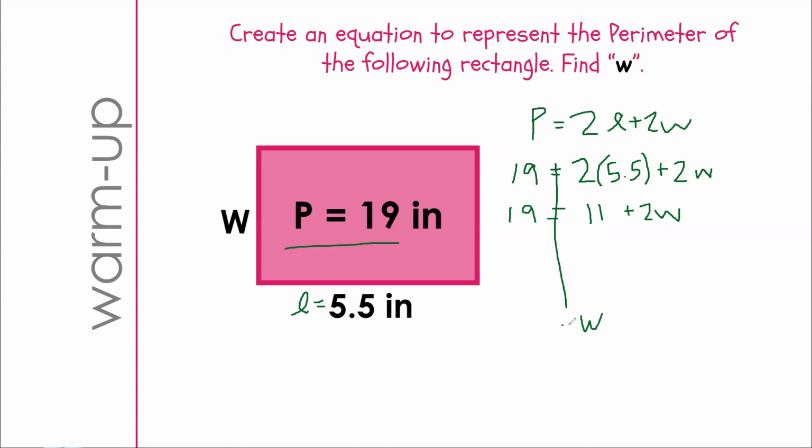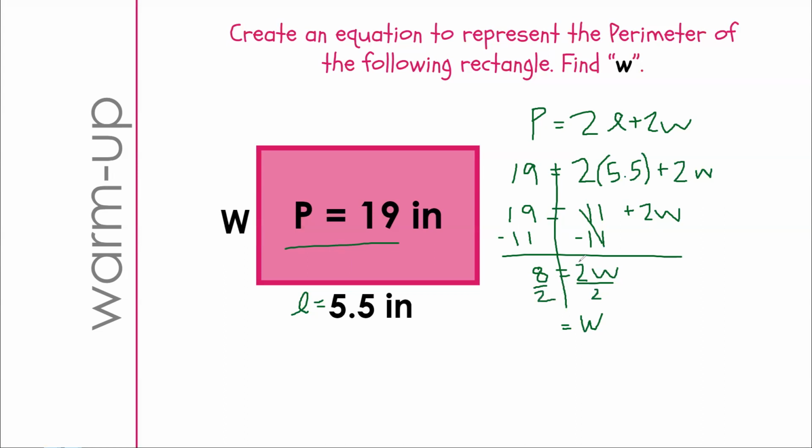At the very end, I should have W equals. So I need to get rid of this 11 and this 2, and the 11 just goes first. Since it's a positive 11, I'm going to be subtracting 11 from both sides. 19 minus 11 leaves me with an 8, and then I'm going to be bringing down my 2W. Again, my goal is to get the variable by itself, so I have to take that 2 away from the W. Since there's multiplication happening between the two, I'm going to be doing division.